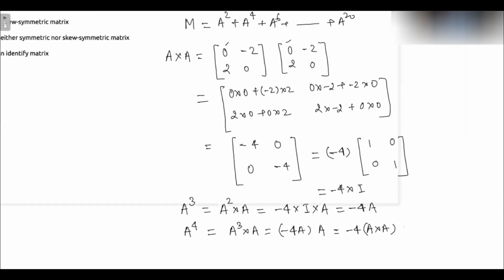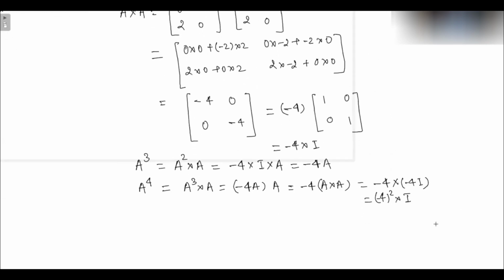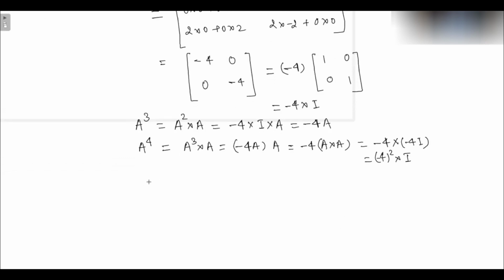So what we have got here is minus 4 into minus 4i, which will give me nothing but minus into minus, plus, which is 16i squared, or I could also write it as minus 4 squared into i. And why I'm doing it is because again there looks like a pattern emerging. a squared is minus 4 into i, a to the power 4 is minus 4 squared into i. We'll check for a raised to the power 6, and then we will know what the pattern is. So let's go to a raised to the power 5 also.